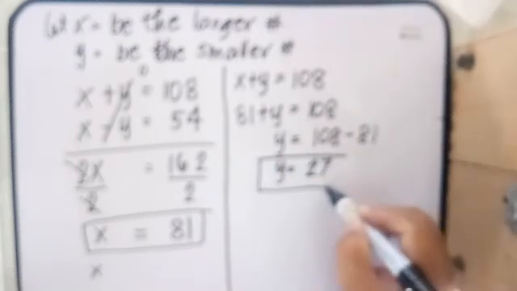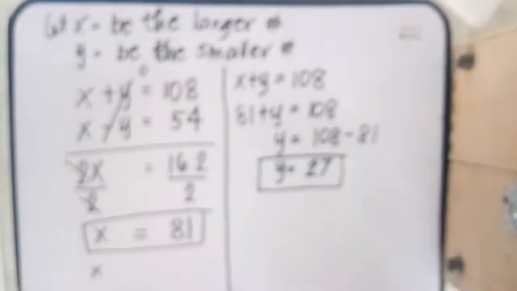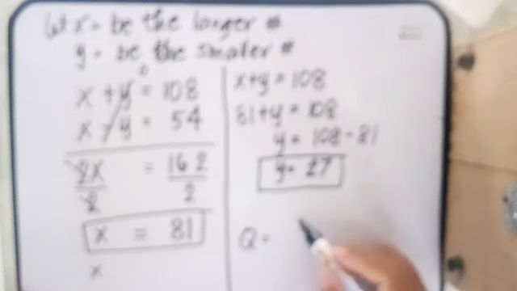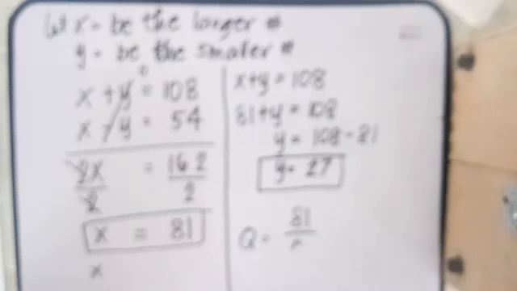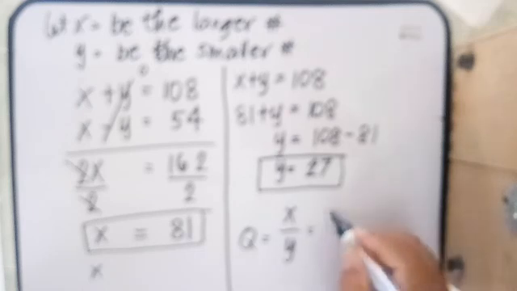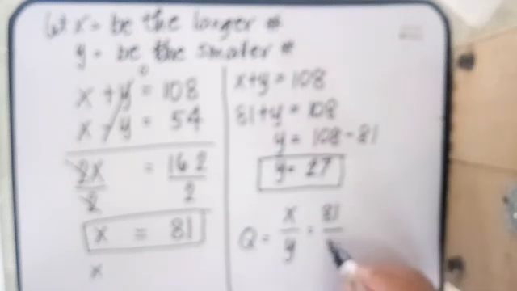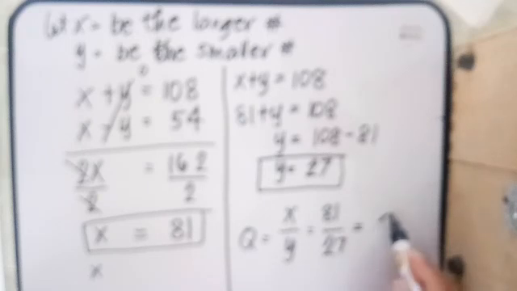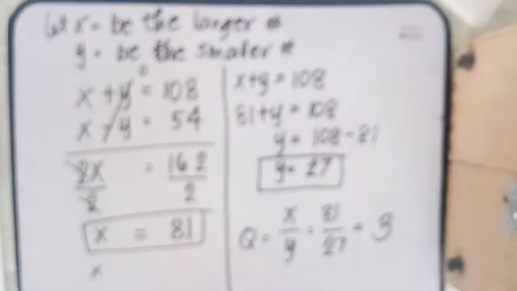Now, solving the last part of the problem, what will be the quotient of the larger number and the smaller number? So you're going to divide. The quotient will give you the larger number over the smaller number. So the larger number is 81 and the smaller number is 27. If you divide this, it will give you the answer of 3. So that is the exact solution for that problem.